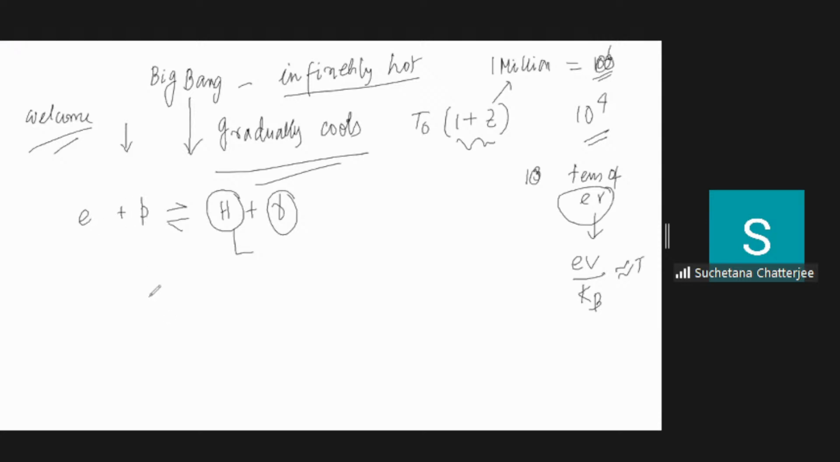Okay. Now, depending on the temperature of the universe, if we now go to an energy scale, by temperature I mean energy, because we just have the Boltzmann factor there.